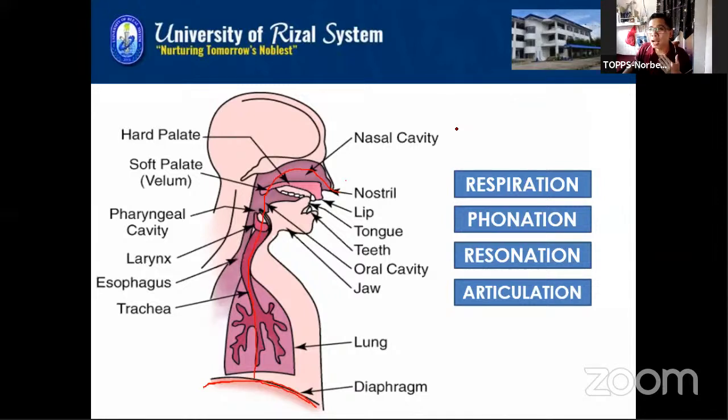So, this time, we will be focusing on physiological aspects. When we talk of physiological aspects, it has something to do with the different parts of our speech production system. Okay? Those I mentioned, from the nasal cavity down to our diaphragm.